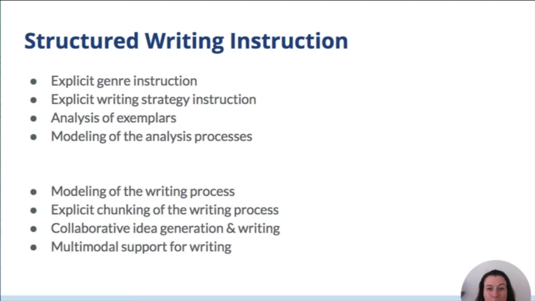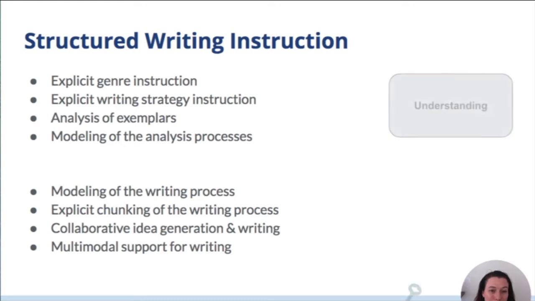And multimodal support for writing, providing our learners different ways to practice getting their ideas out. So not simply writing essays every time. Can they use different creative options to practice organizing and structuring their ideas before jumping into a full-blown essay?